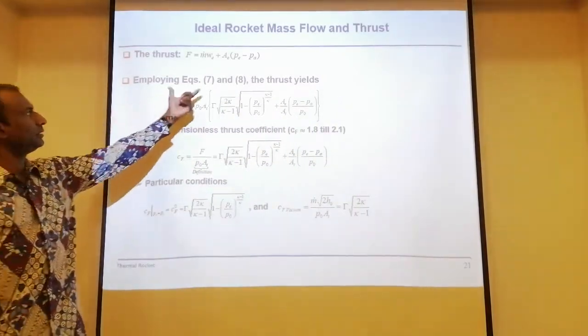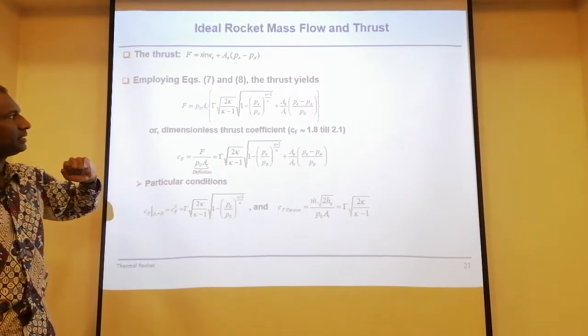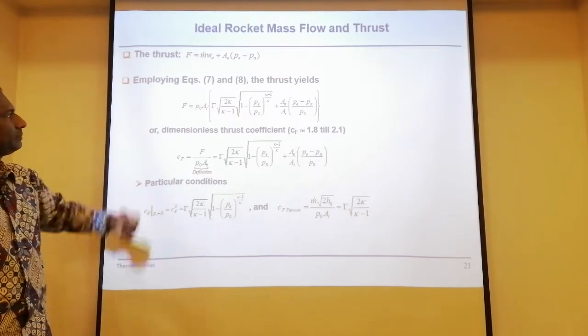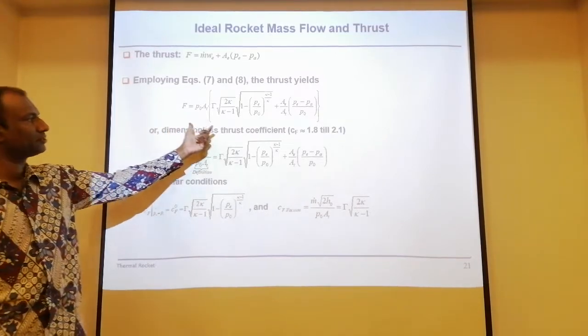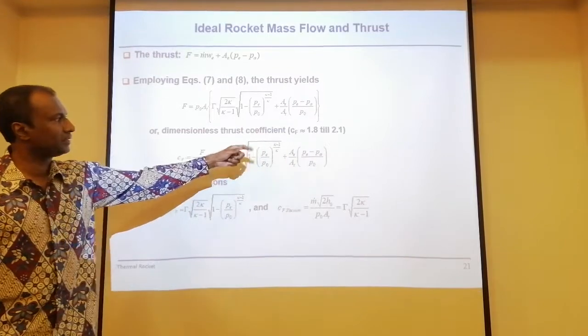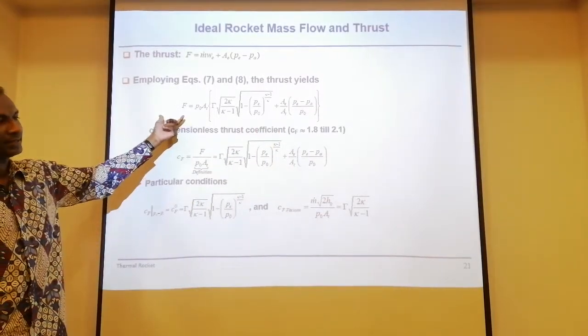Okay, this will be the thrust: m dot WE, AE, then exit pressure over the atmospheric pressure. Now employing 7 and 8, the thrust yields again a beautiful formulation with the kappa and the pressure ratio, the surface ratio. Then you should be able to calculate the exact thrust.